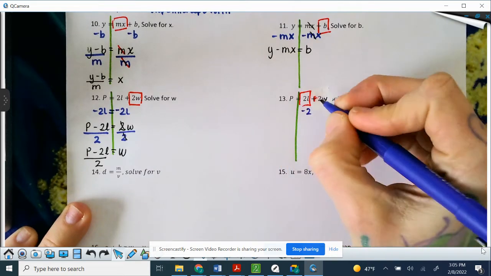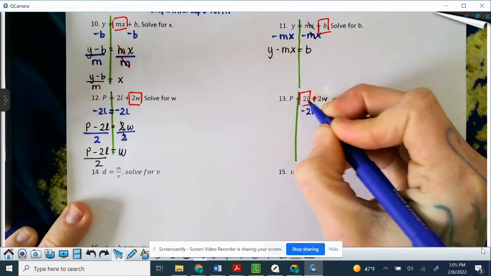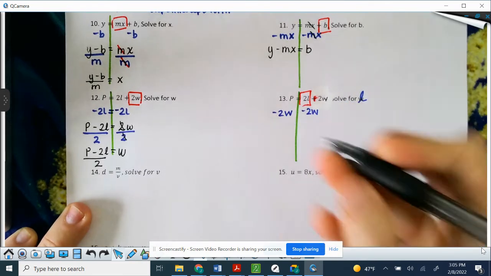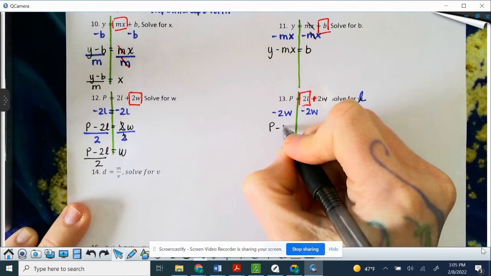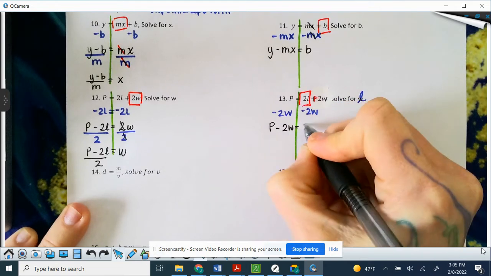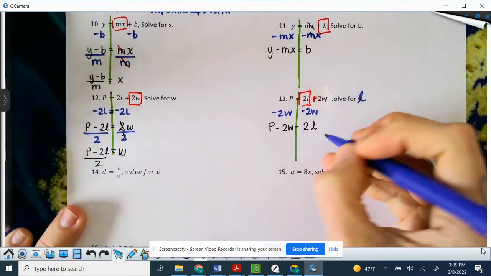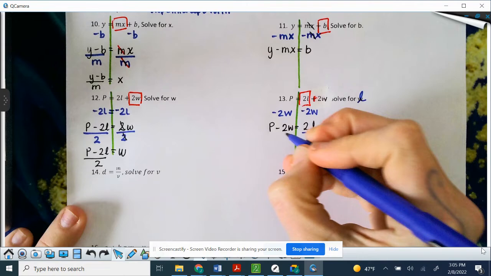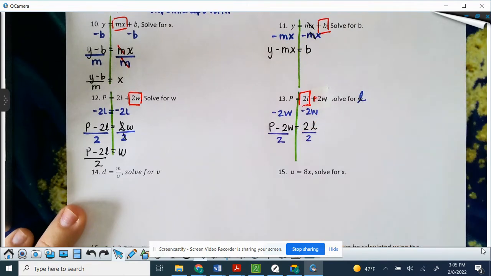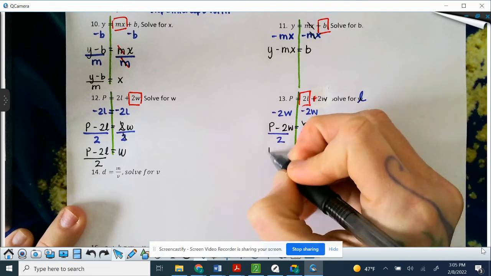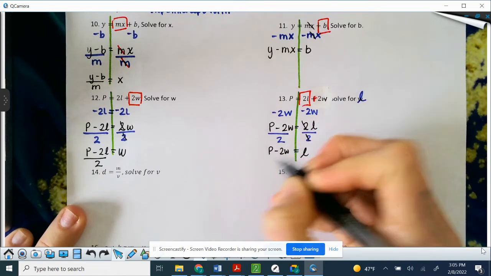So I'm going to subtract 2W because I want L by itself this time. So P minus 2W equals 2L. I need L by itself. L is still not by itself. It's attached to 2 by multiplication. So I'm going to divide. And then these 2's go away. So L is by itself. And it's P minus 2W all over 2.